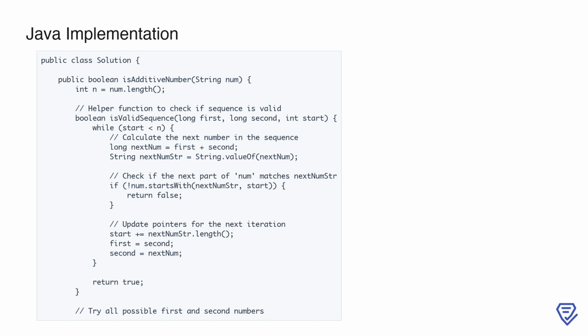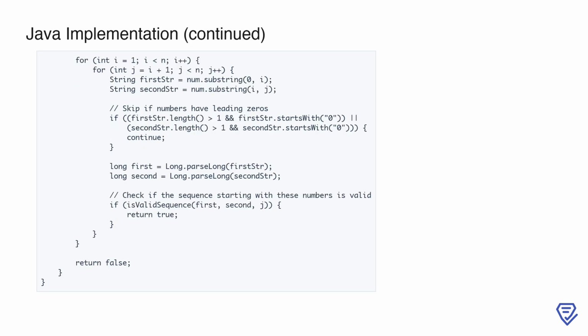Inside the helper function, we use a while loop to traverse the string, calculating the next number in the sequence as the sum of the first and second numbers. We then convert this sum to a string and check if the substring of number at the current position matches this calculated string. If it doesn't match, we return false, as the sequence is invalid. Otherwise, we update the pointers by shifting the start index forward and reassigning the first and second numbers, continuing the process. If we successfully validate the sequence for the entire string, we return true.